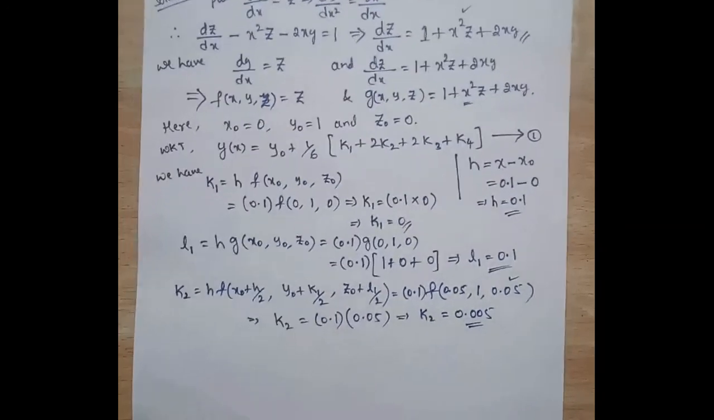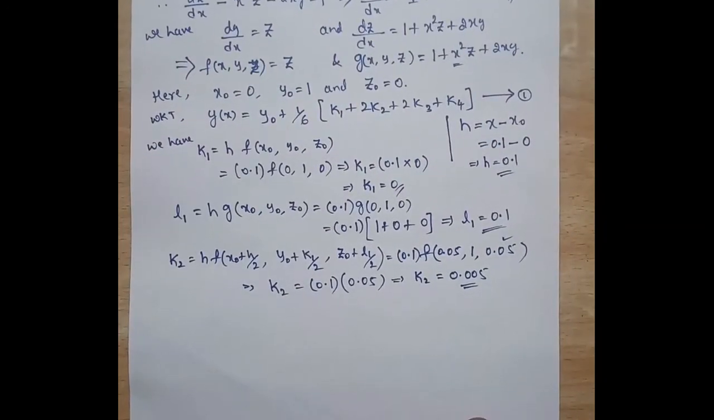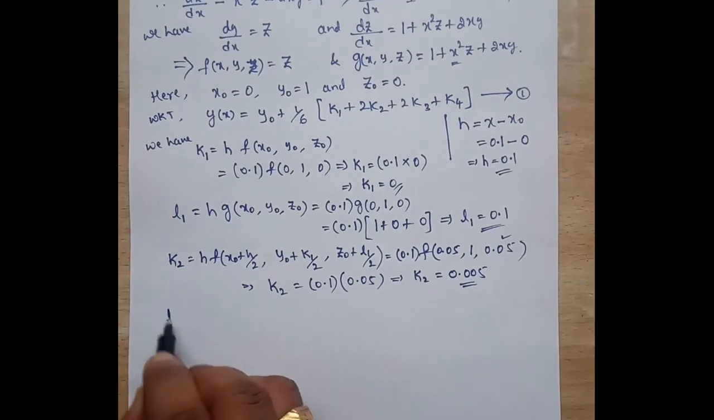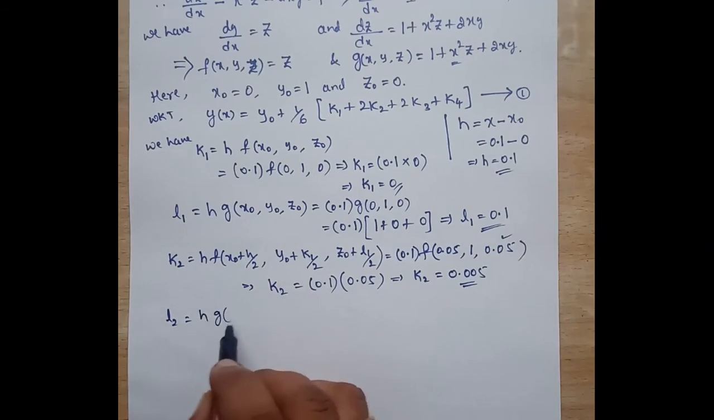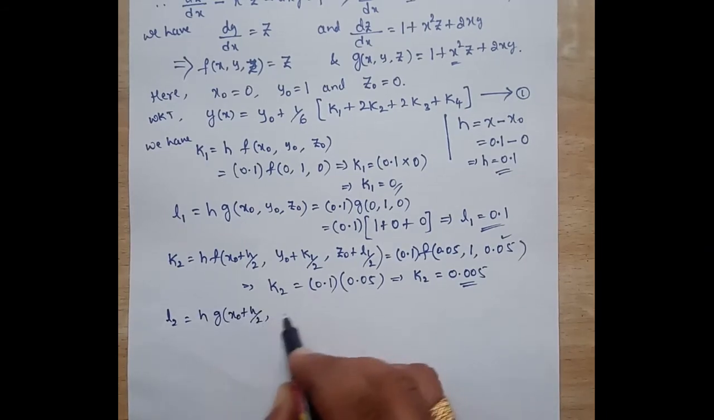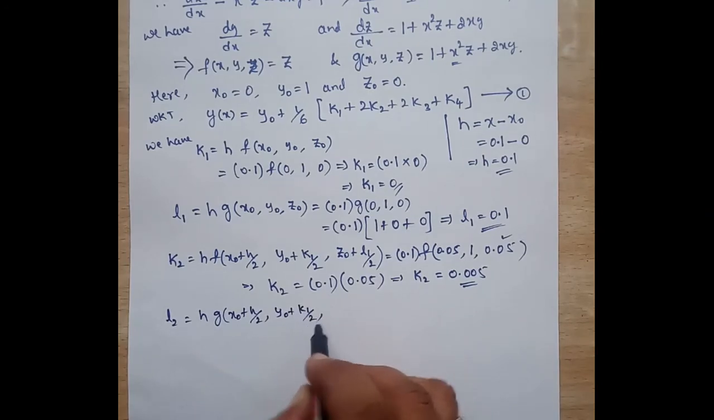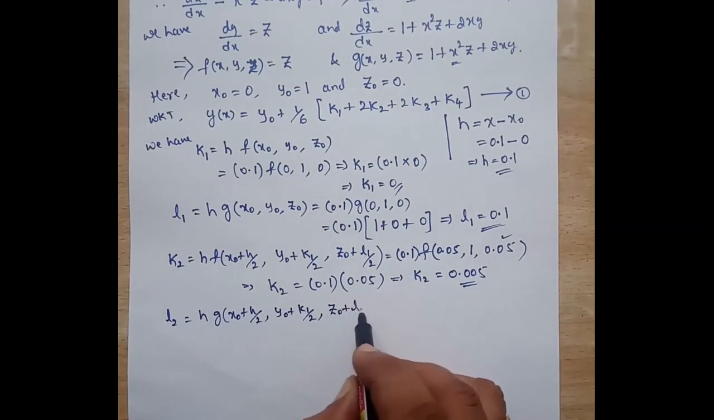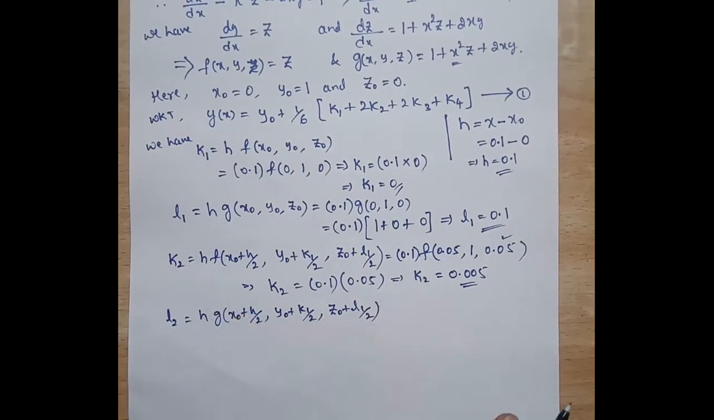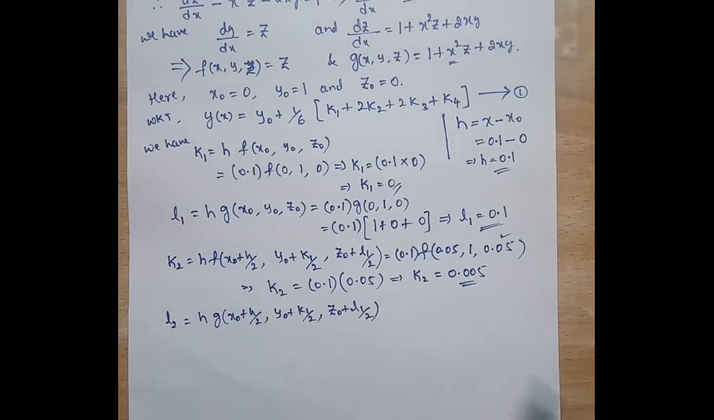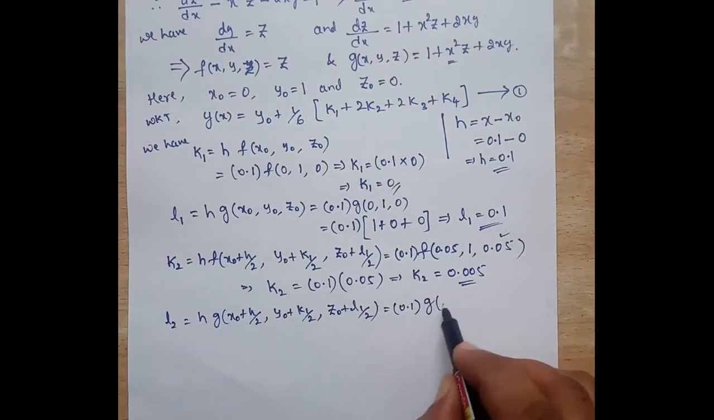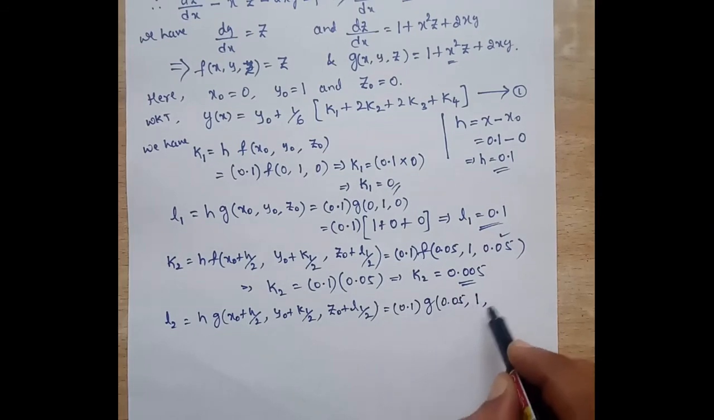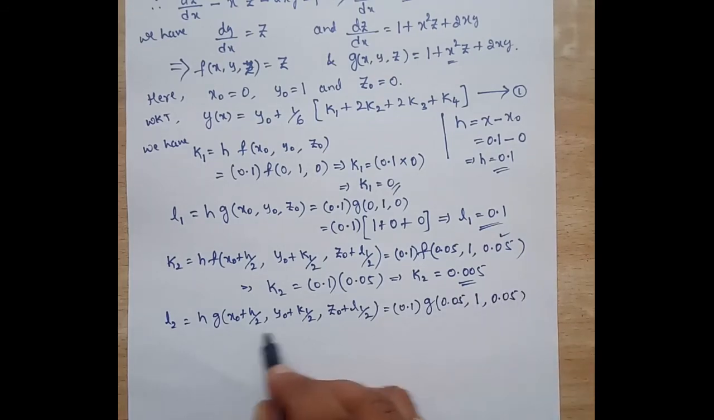Now L2. The formula for L2 is the same formula, change f to g. It is h into g of x naught plus h by 2, comma y naught plus k1 by 2, comma z naught plus L1 by 2. Just the symbol is changed. Now again 0.1 into g of 0.05, comma 1, comma 0.05. The same terms are there, so the same simplification will come.